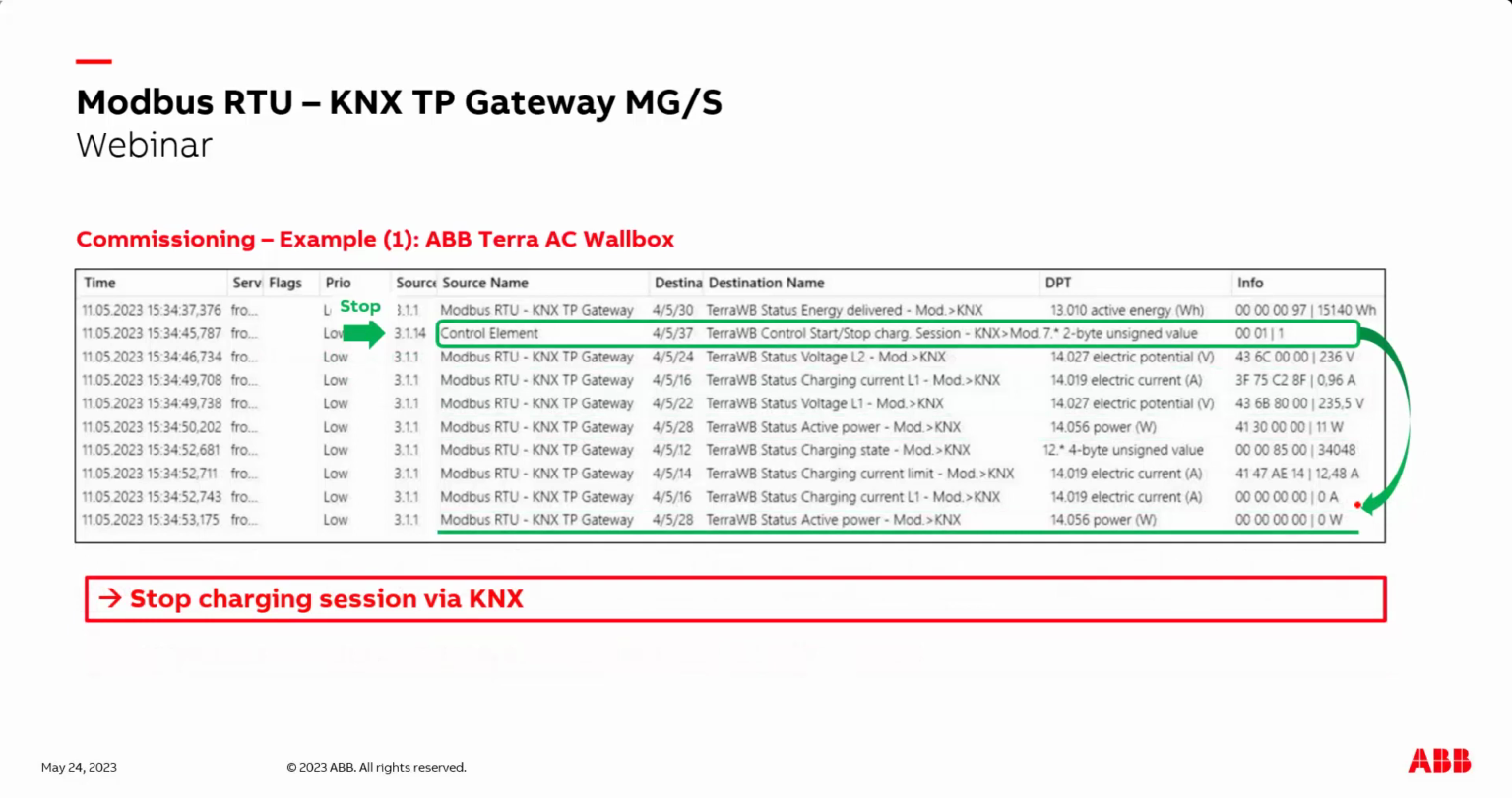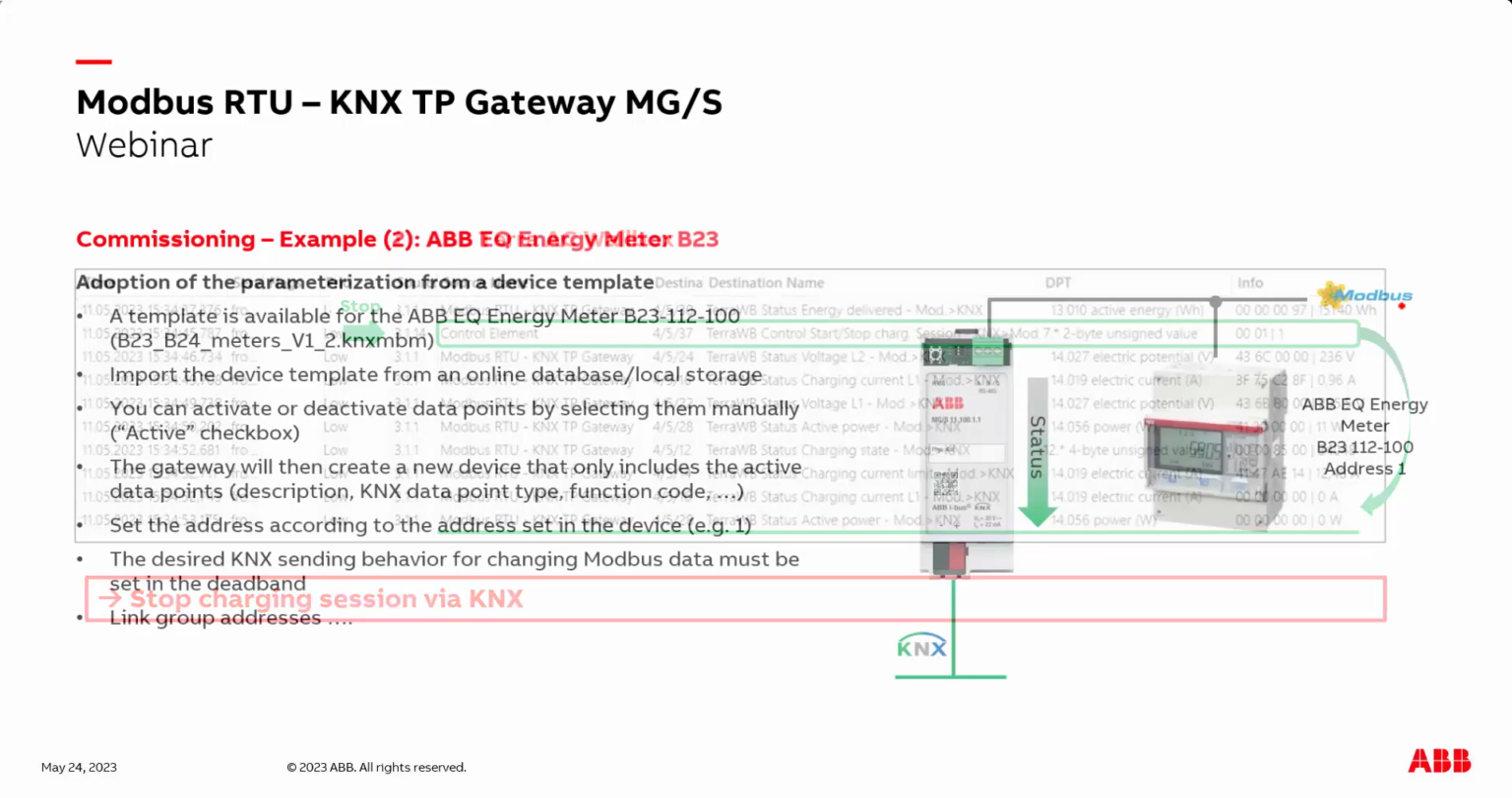And the last possibility is to stop the charging, like here from a control element, but here I have to send the value 1 in a 2-byte unsigned telegram. So this is for stop, because these are Modbus commands.